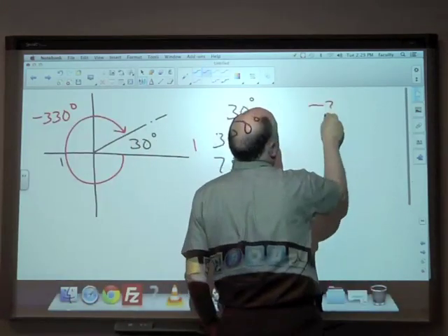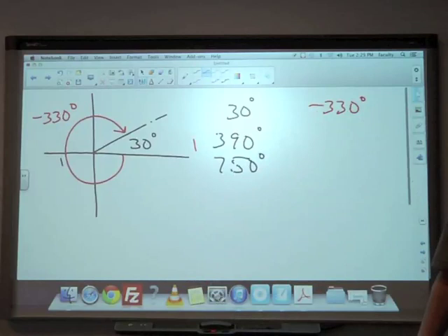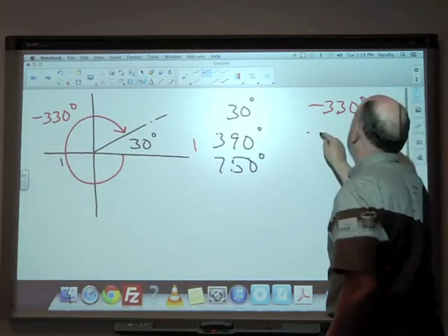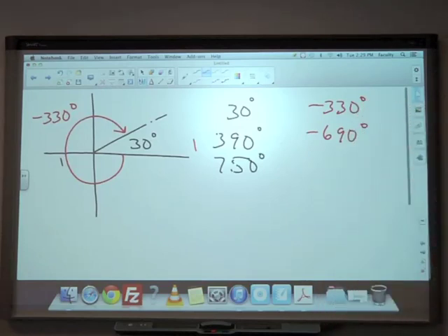We go negative 330. What would be the next one? Negative 690. Why is that second one negative 690? Because what's all the way around a circle? 360. You go 360 degrees, you end up back where you were. So 330 plus 360 is 690. Now we're going the other direction, so negative.